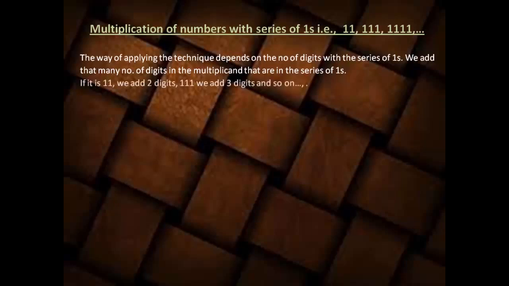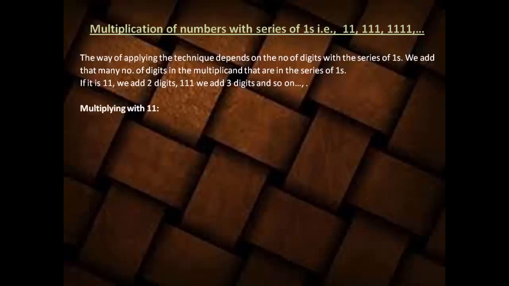Suppose we are multiplying a number with 11. As there are 2 ones in the series, we will be adding 2 digits at a time until the digits get completed in the multiplicand. If we are multiplying with 111, we will be adding 3 digits at a time in the multiplicand.